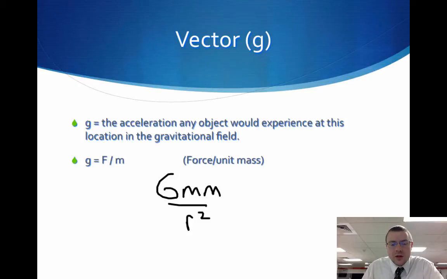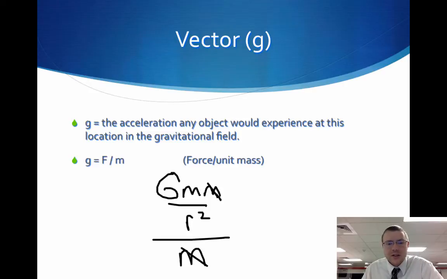So GMm over r squared is the gravitational force. We're going to divide that by a test mass. This test mass is any mass we put in the gravitational field. So up here, this is the Earth and the test mass. I can cancel out the test mass and just leave myself GM over r squared, which looks very similar to that gravitational acceleration we calculated for each planet. And it's exactly that. The gravitational field strength is the gravitational acceleration for each planet. And it does drop off by a 1 over r squared value, just like force.